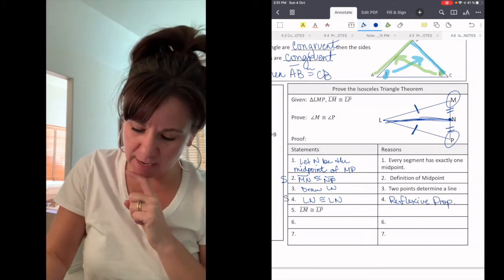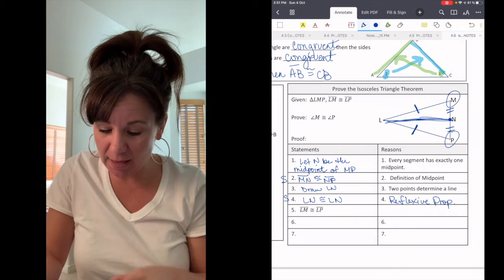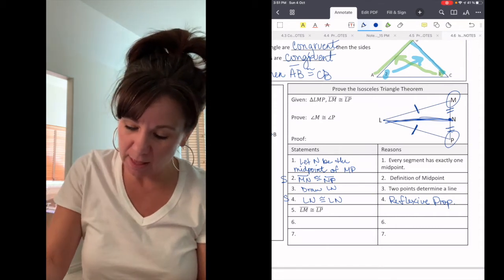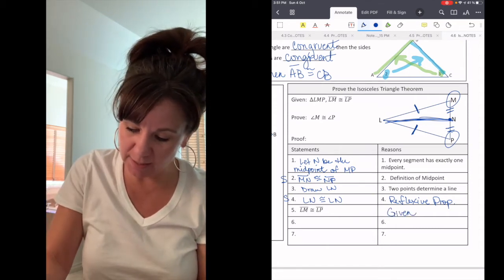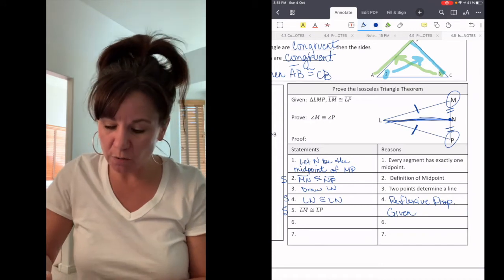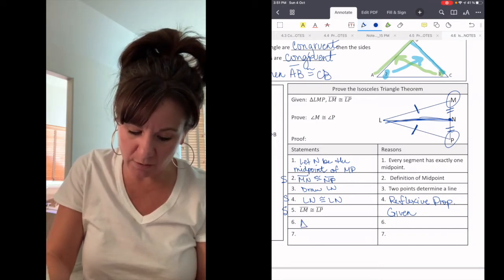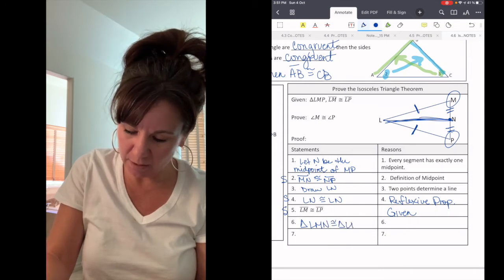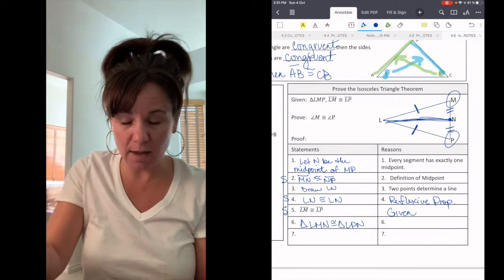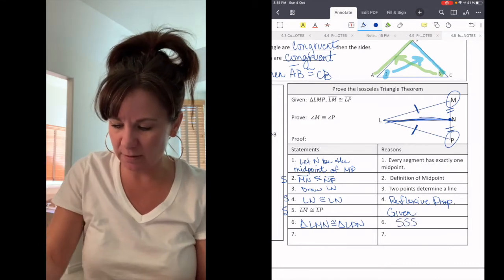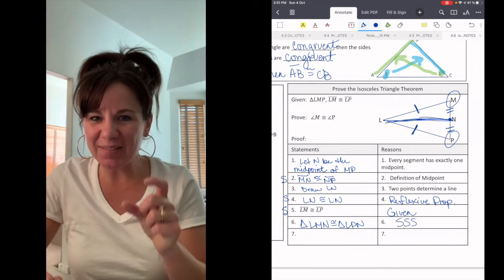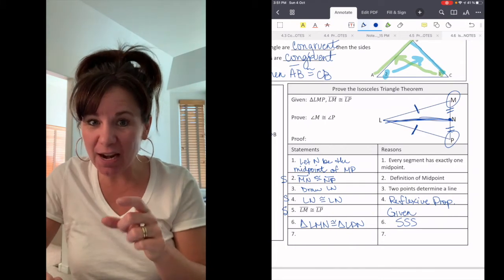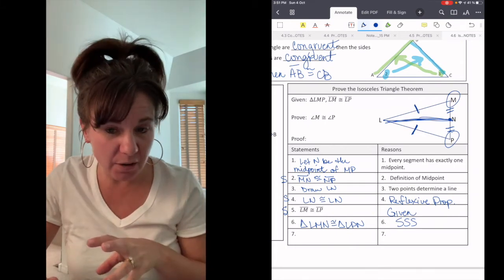So that's another side. And then the one that they gave us, LM equals LP, that was given information. That's another side. So now we know that these two triangles, LMN and LPN, are congruent because of the side-side-side congruence. Now, once we know that the two triangles are congruent, we know that all their parts are congruent.